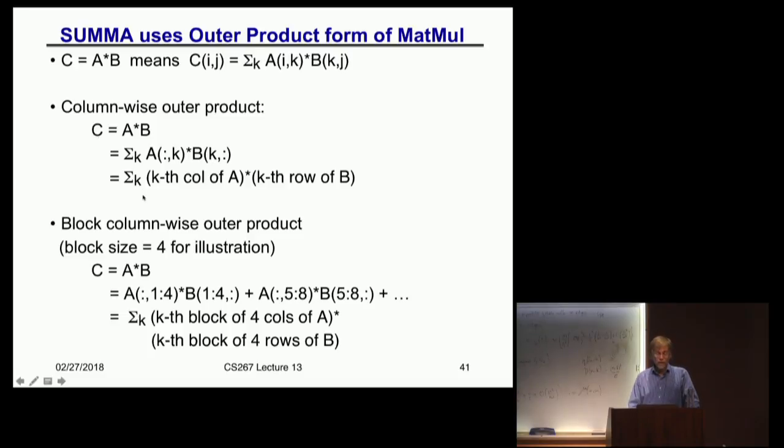So in fact, the way SUMMA is going to work is it's not going to multiply one column times one row. It's going to multiply a block of columns times a block of rows. It's going to multiply a bunch of columns times a bunch of rows. And so here, just to illustrate, if I chose 4, that's going to be a tuning parameter, I'll take 4 columns of A, multiplied by 4 rows of B, and move on and on. Okay, so that's going to be the math.